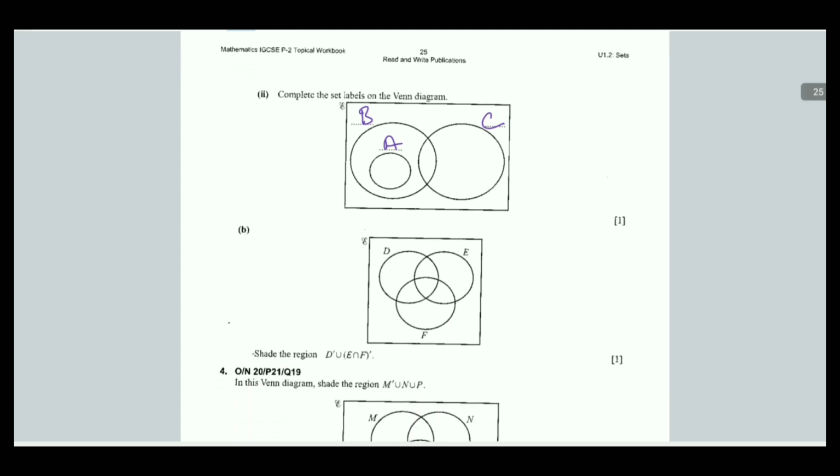Okay, so B part. Shade the region D complement union E intersection F whole complement.